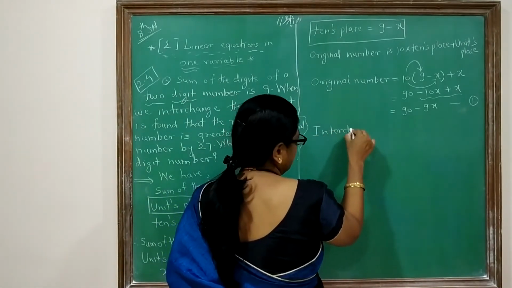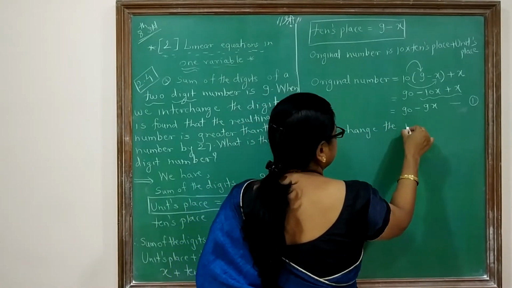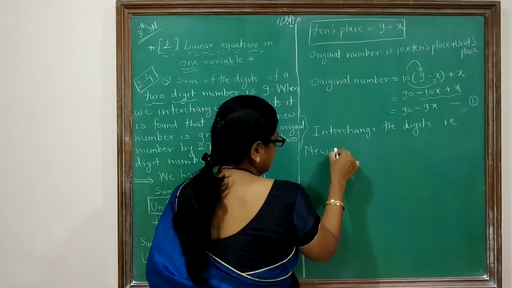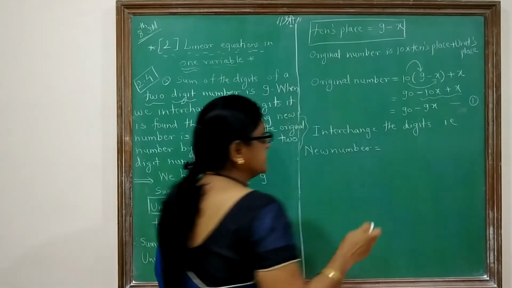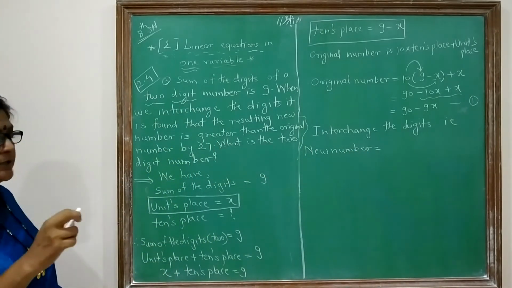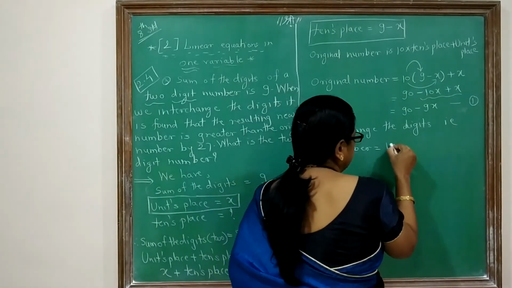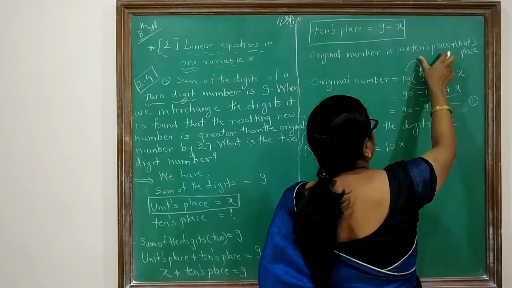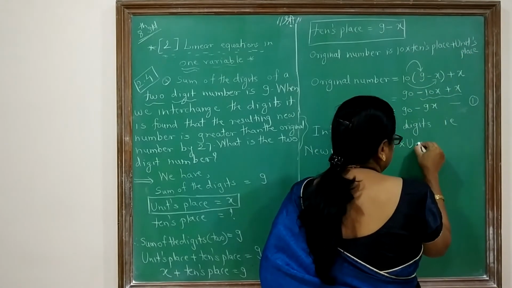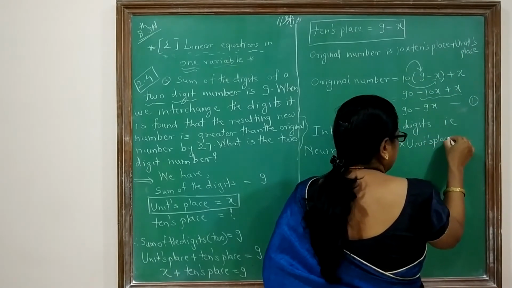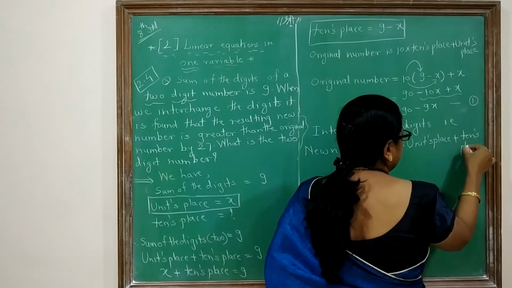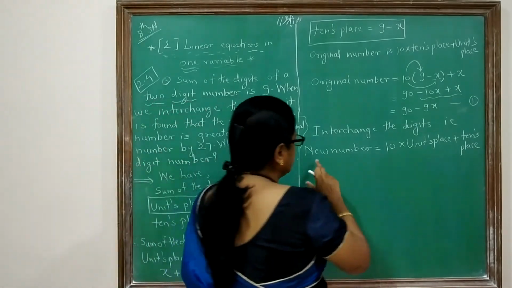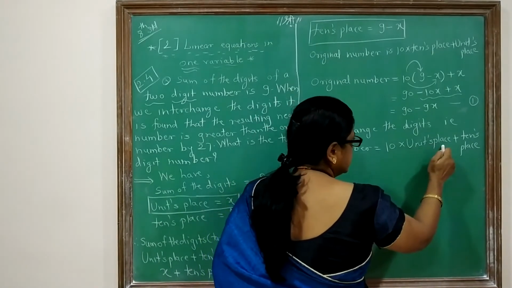Interchange the digits, that is your new number is, first you will see here how you can interchange the digits. Then 10 is the same, multiply by, interchange the digits means you will write here units place, and plus tens place. Means you will interchange the places, units and tens. Your new formula is what? 10 into units place plus tens place.